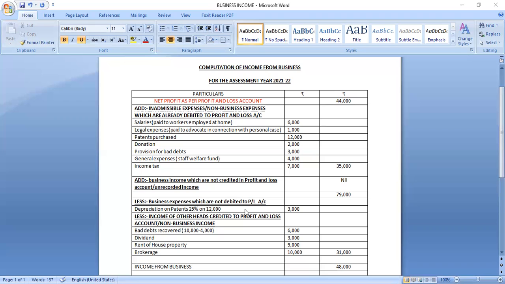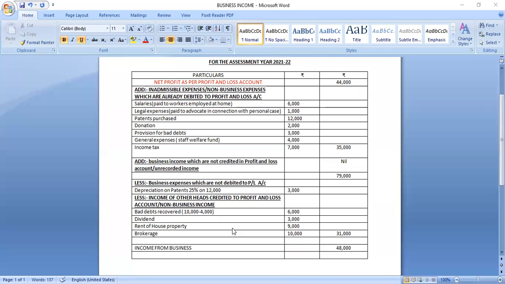Step 3, those expenses which are related to business but which are not debited to the P&L account. Here we are taking depreciation on patents, 25% on 12,000, which comes to 3,000. And the last step: there is some income that does not come under the business head. It comes under other heads. So income of other heads credited to the P&L account, or we say non-business income.